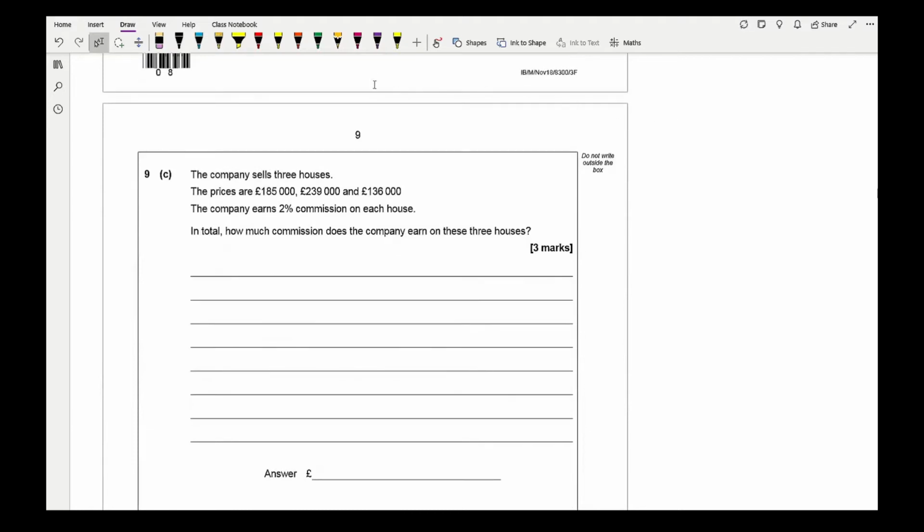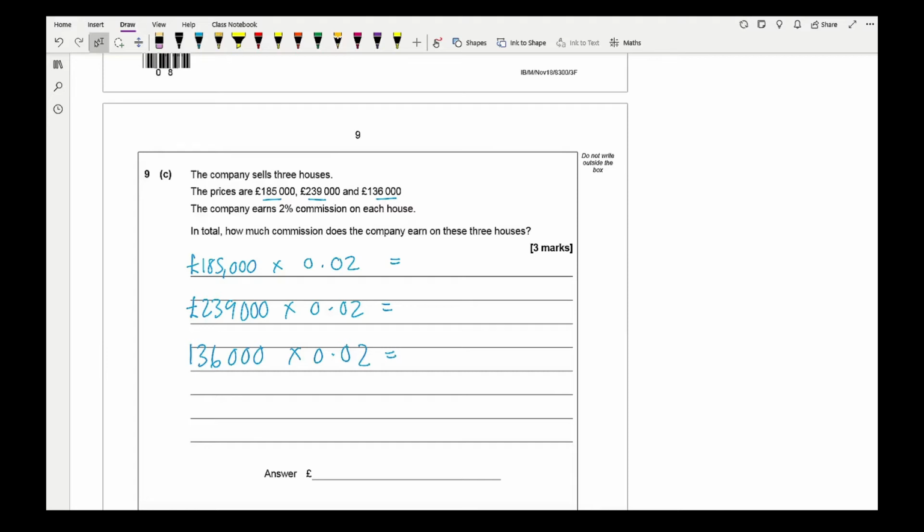Then part C says the company sells 3 houses and the prices are £185,000, £239,000, and £136,000, and the company earns 2% commission on each house. In total, how much commission does the company earn on these 3 houses? So what we need to do here is work out 2% of each of these houses. For the first house, I'm going to do 185,000 times 0.02. Then I'm going to do 239,000 times 0.02, and 136,000 times 0.02.